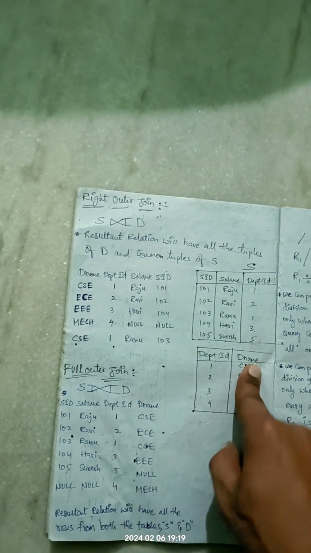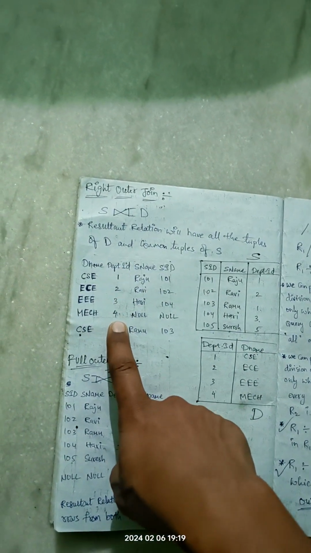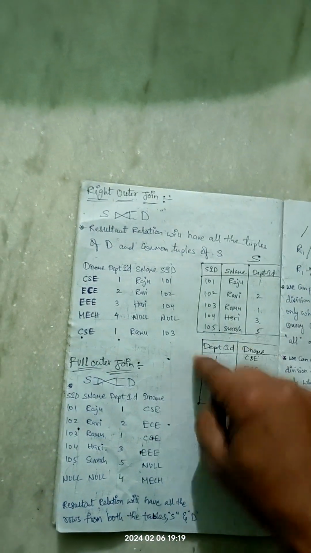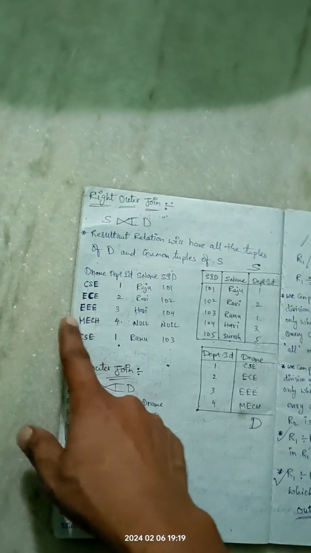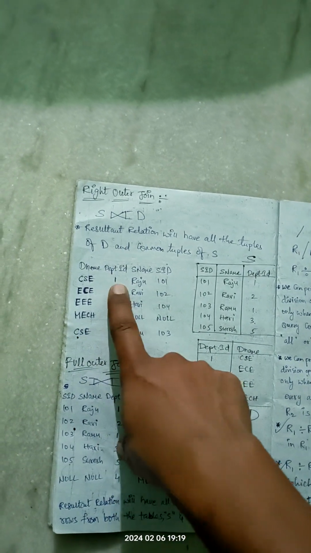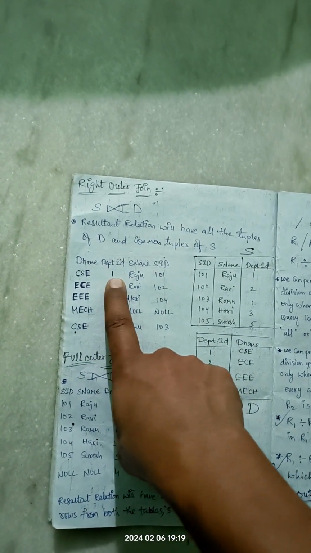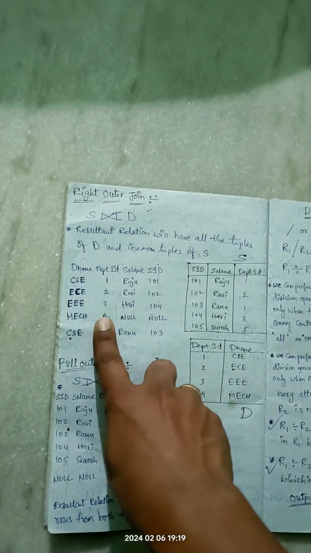You can also write it this way, but I have written it in reverse. First I have written the department name here, then the department ID here. After writing these 4 rows, 1 2 3 4, 1 2 3 4, in reverse, we will find the student name and student ID corresponding to the department ID.